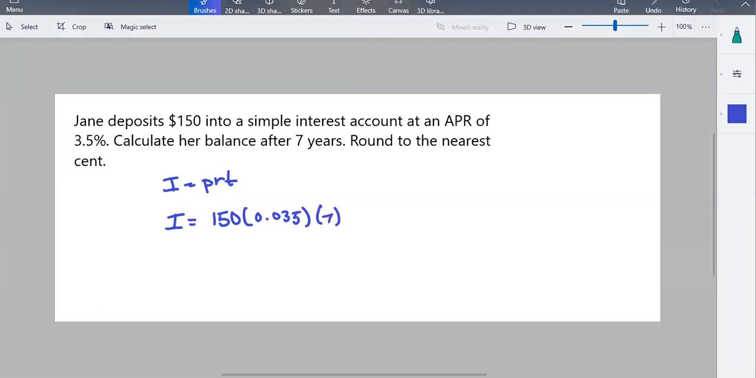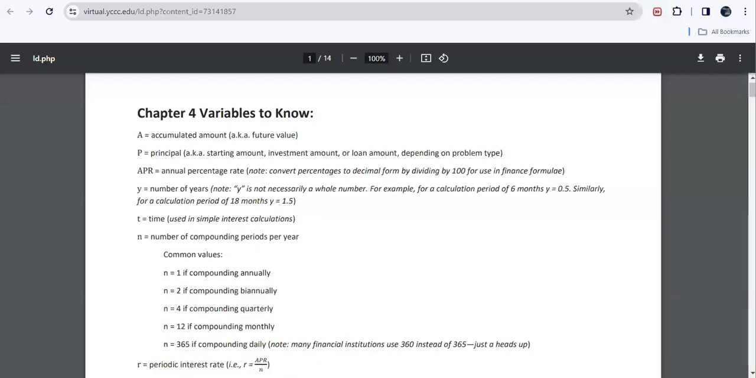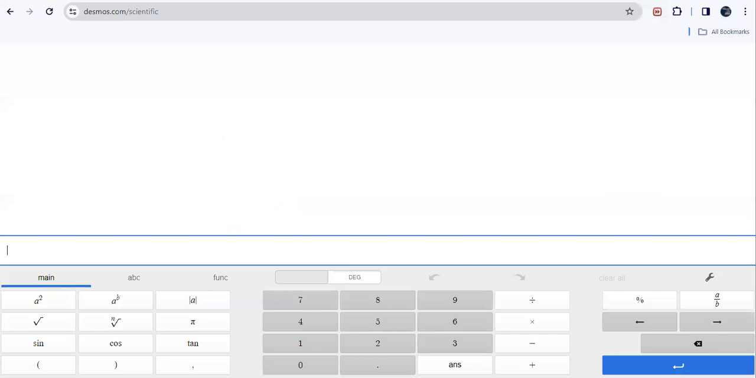So let's throw this into a calculator, and this will give us the amount of interest, the amount of money that she earns, or basically the amount of money the bank pays her for using their bank. So it's 150, and I'm using Desmos Scientific Calculator. It is my favorite calculator because it's great for chapter 4. It's not affiliated with YCCC, but it is free. You don't have to download anything. You don't have to sign up for anything. So you're going to see me use this a lot. It's linked in the description of this video. I highly recommend it unless you are super comfortable with the calculator you got. But I definitely recommend this one for chapter 4, especially as the formulas get bigger.